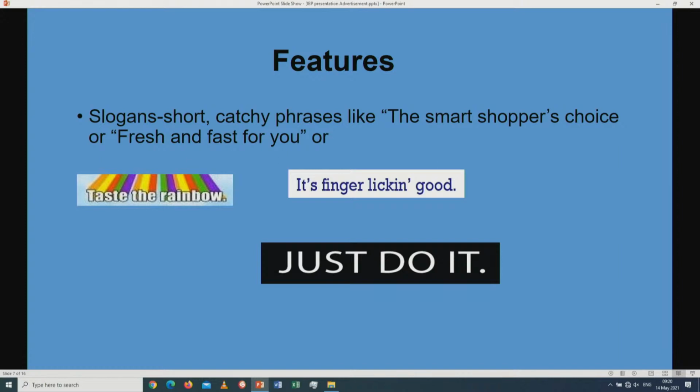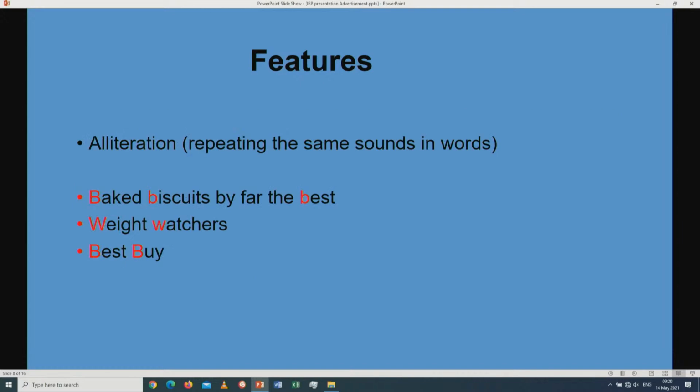Another feature is that they use short slogans. They use catchy phrases like the smart shopper's choice, or fresh and fast for you, or taste the rainbow. It's finger-licking good. Just do it. This is the famous one. They look at alliteration, when we are repeating the same sound in words. Baked biscuits, by far the best. Weight Watchers, Best Buy. Alliteration, grade 7, you have already learned about in your poetry, your poems.